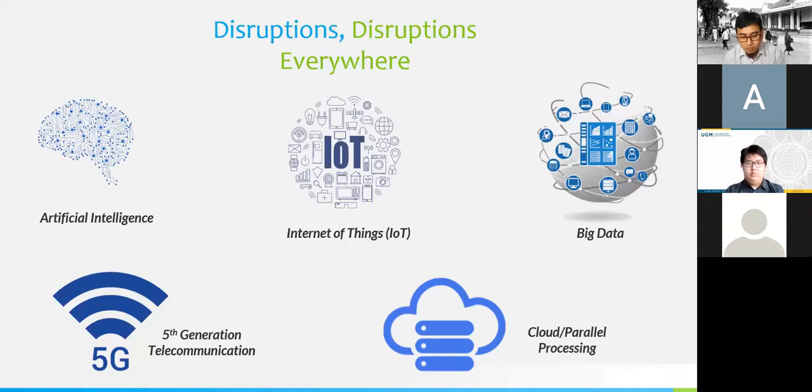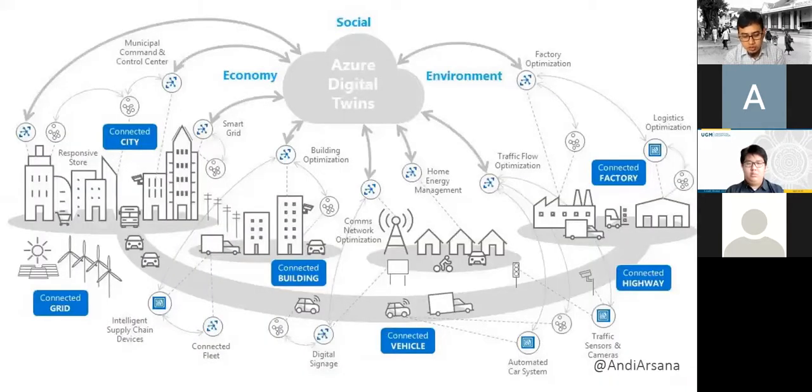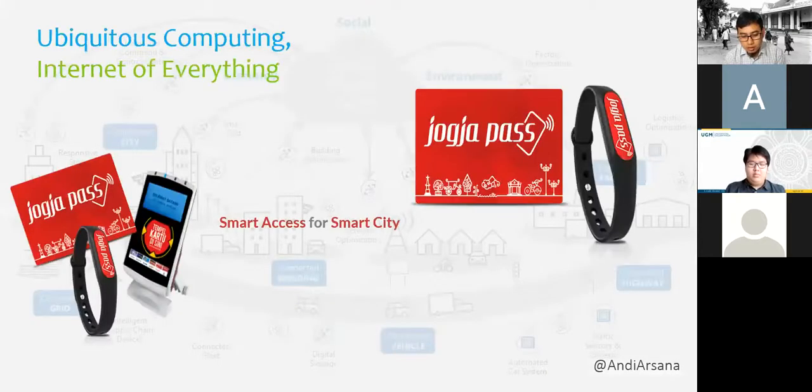We have disruptions everywhere, and it applies also to geospatial technologies. We have digital twins where everything is connected to everything else. We have a car that could speak. We have something like this, a smart access. This is credit to Pandi. A smart access for a smart city.